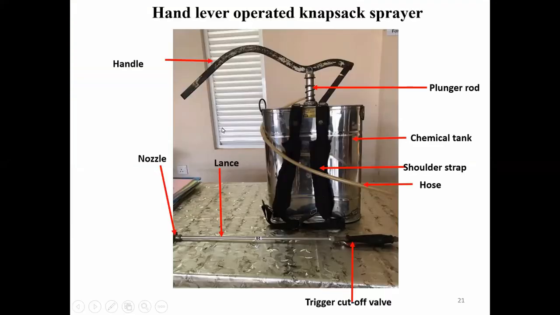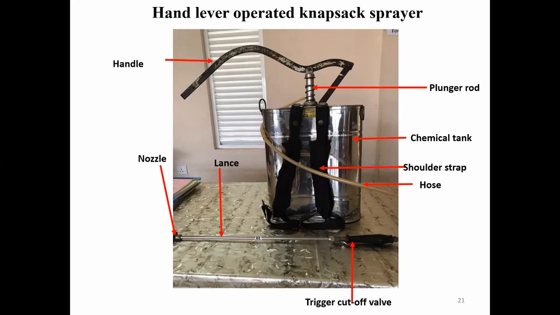This one is the knapsack sprayer, and it consists of several parts. This one is the handle where we manually operate, or where we give the force. And this one is the plunger rod. It facilitates the movement of piston. The force coming from the handle is transmitted through plunger rod and finally to the piston. And this one is the chemical tank. This one is the shoulder strap. This one is used to carry the sprayer.